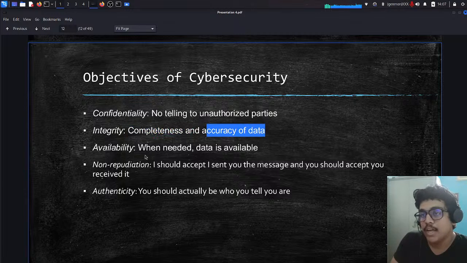And availability is when needed, data is available. So if we want to send someone data, it should first be available to us, and then only we can send it to someone.